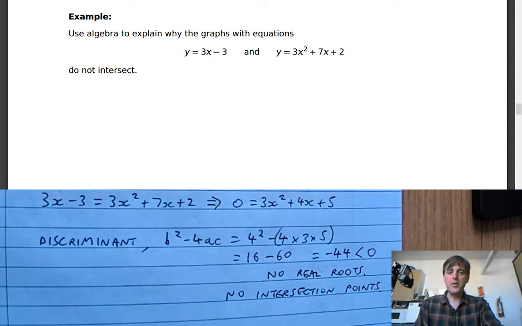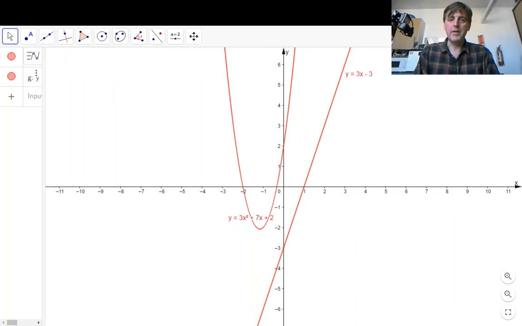Okay, and just to confirm, let's have a look at the graph plotter there, and you can see they do indeed not intersect here. The quadratic curve and the linear straight line, they are not touching each other anywhere.